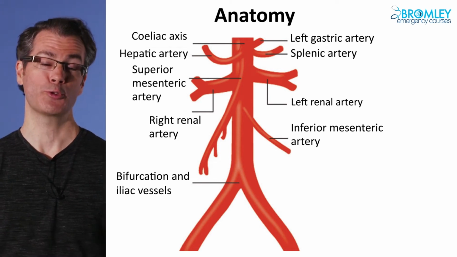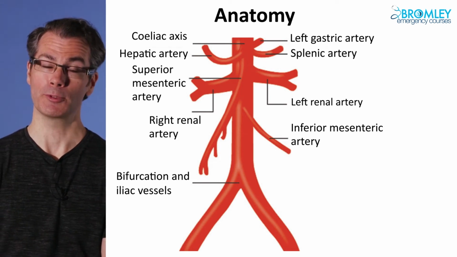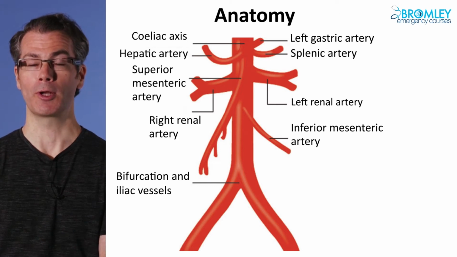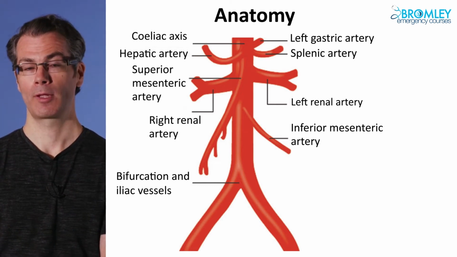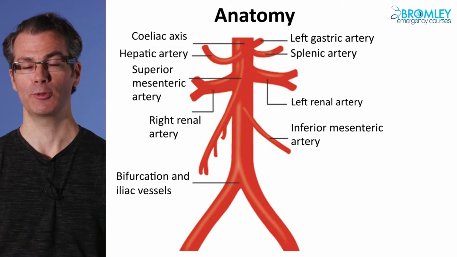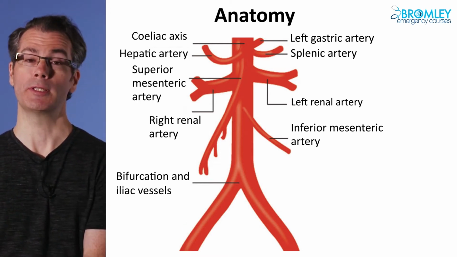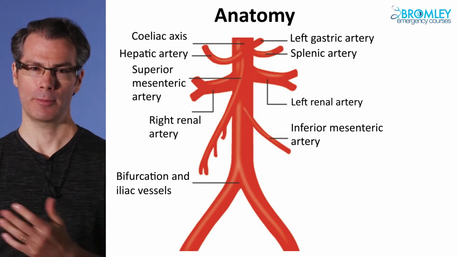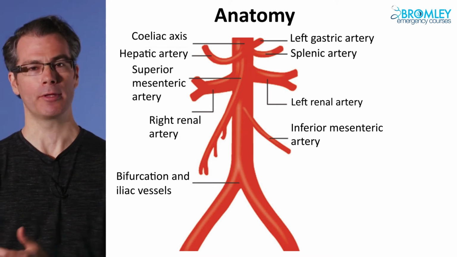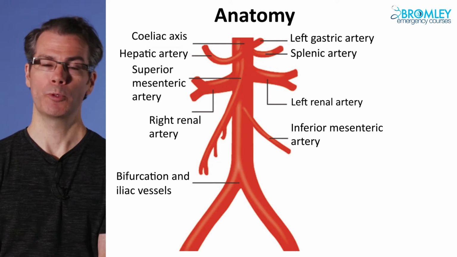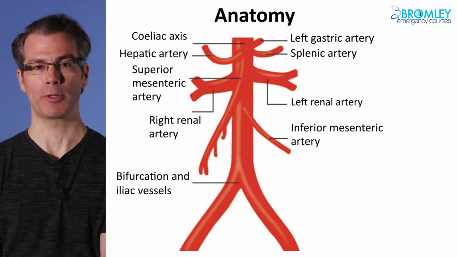The next branch is the superior mesenteric artery, or the SMA, which comes off just a centimeter or 2 below at the level of L1. And then the final branching point that you need to know is the bifurcation of the aorta into the 2 common iliac arteries. The other branches, the renal arteries and the inferior mesenteric artery, we don't see so well on ultrasound, so don't worry too much about these ones.